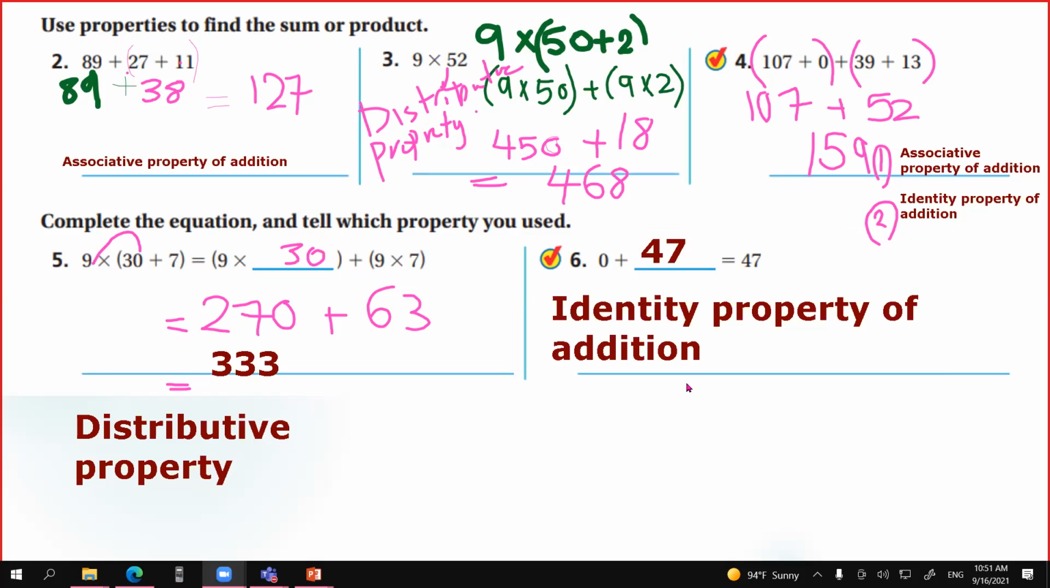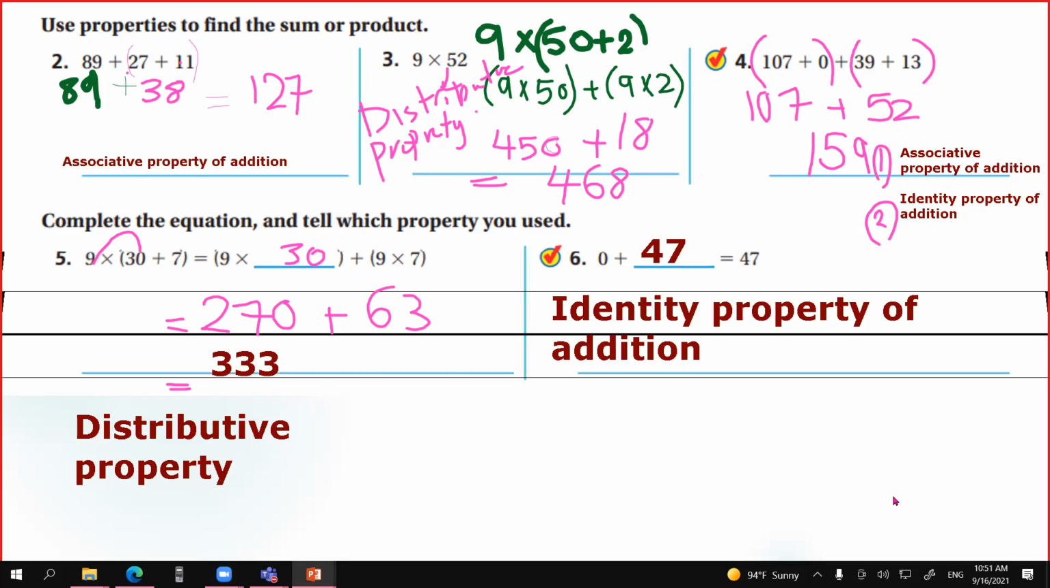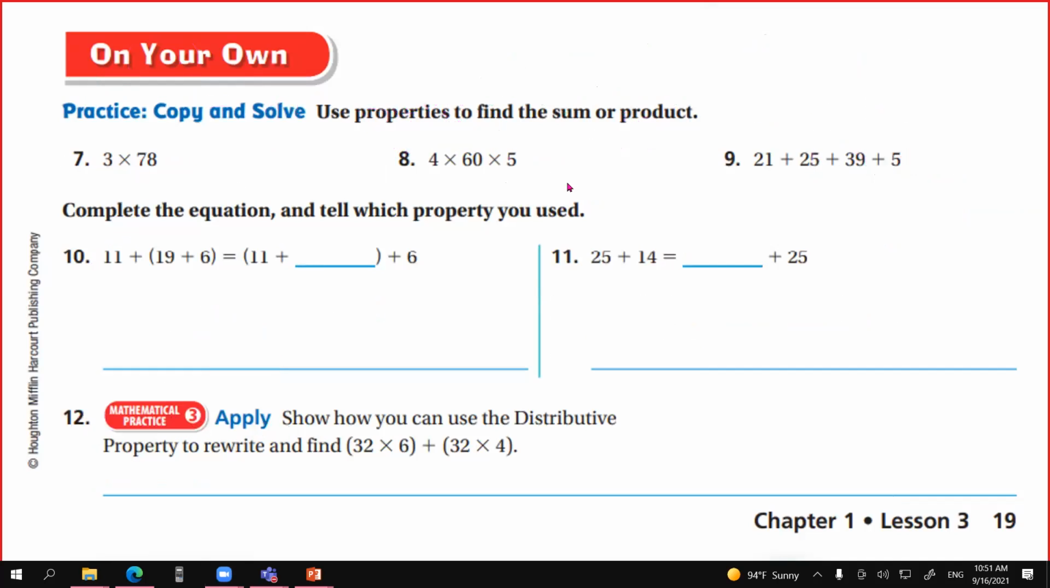Okay. Yeah, well, now let's go to the second one. Here now, in number 12. Show how you can use a distributive property to rewrite and find 23 times 6 and 23 times 4. Now in the distributive, we say that if we have 4 times 5 plus 7, we write it as 4 times 5 plus 4 times 7.